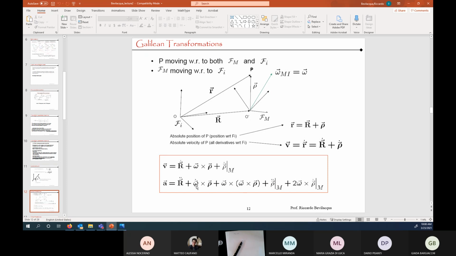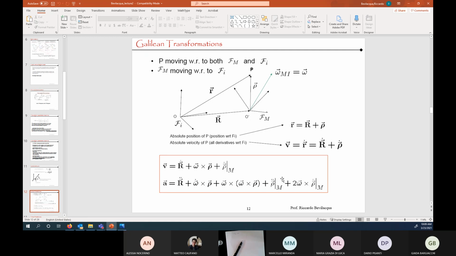Much longer expression for the acceleration. You have the acceleration A seen by the inertial observer for a point mass P, given by the acceleration of the origin of the other basis. This term omega dot cross rho, again, rho is the position of the point mass we're looking at with respect to the origin of the moving basis. Then we have this double cross product, omega cross omega cross rho, which is what we usually call the centripetal acceleration.